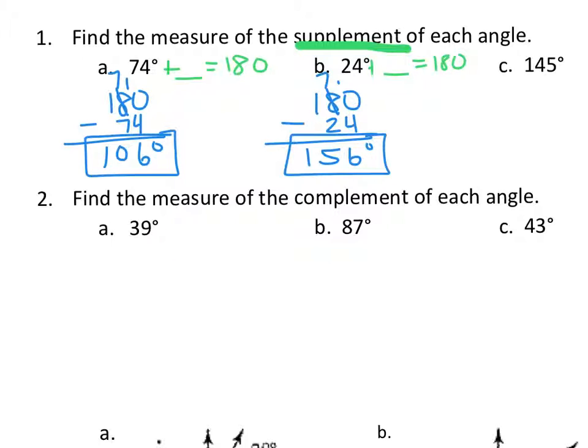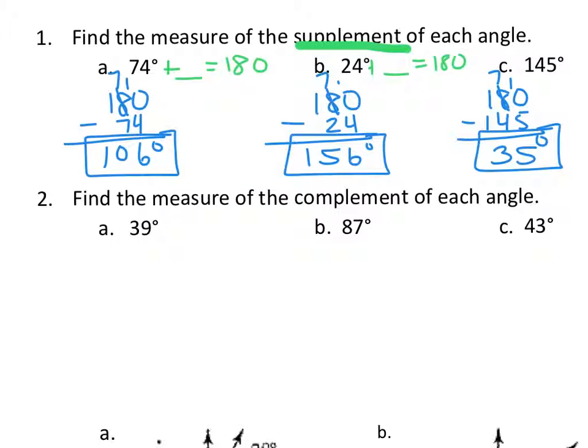All right, so the next one, to find the supplement of 145, we would do 180 minus 145. And when we subtract, we would get 35 degrees. So that's how you find the supplement to an angle.